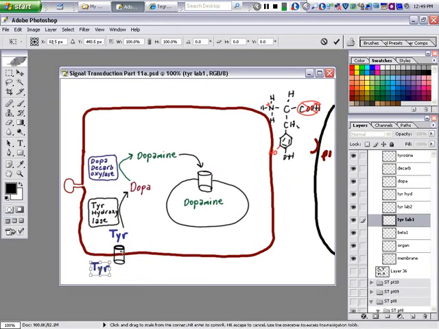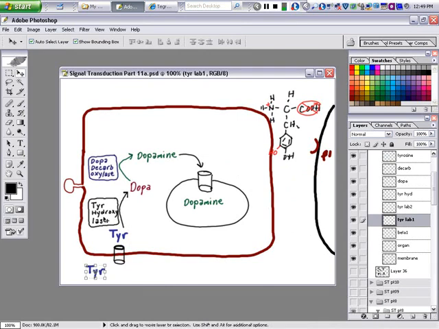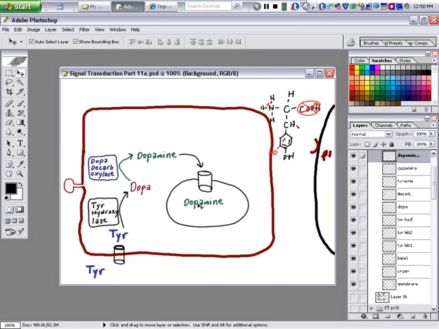Tyrosine comes inside, and then it's acted on by the enzyme tyrosine hydroxylase, which adds this 3-hydroxyl. And so then we make a catecholamine, and that catecholamine is called DOPA. Then DOPA is acted on by the enzyme DOPA decarboxylase, which removes this carboxyl group, and now we have dopamine. Dopamine is not an amino acid because we've lost the carboxyl group. The dopamine then moves into the vesicle. Now we have dopamine in these vesicles.